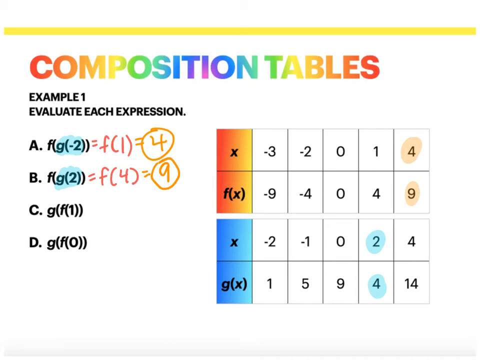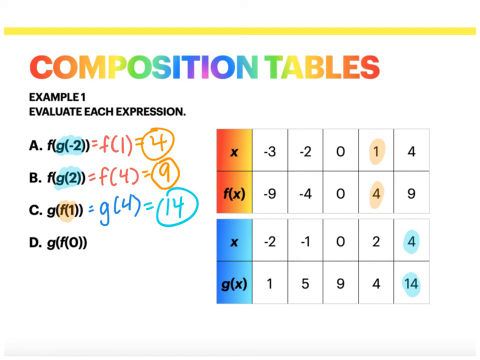Now with C, we're going to flip it. So instead of starting with the bottom table, we're going to start with the top table because as you can see here, our innermost function is an f. So we can look at the top table, which is our f of x table, and we start with f of 1, and that output is 4. So we're looking for g of 4, and now is the time to go to the bottom table where we find 4, and our output is 14. And that's our final answer there.